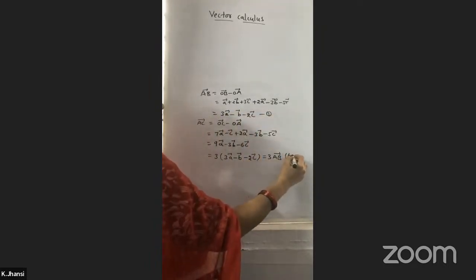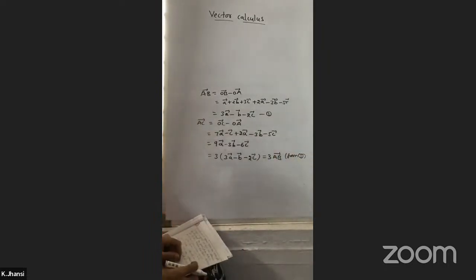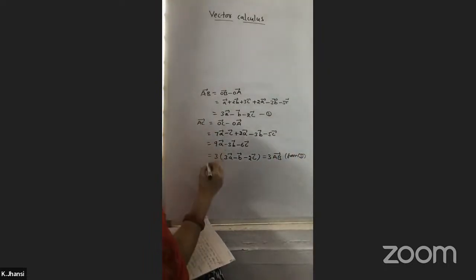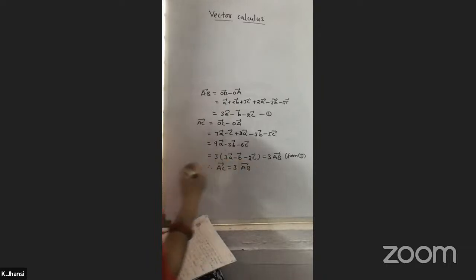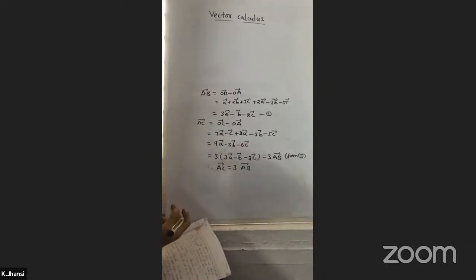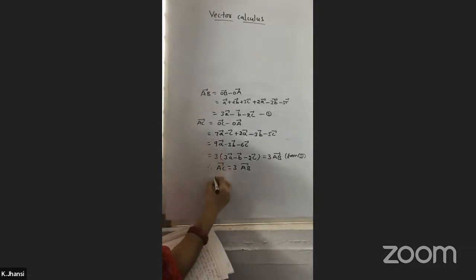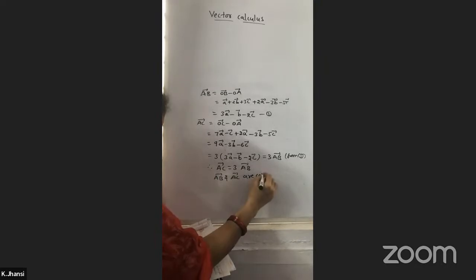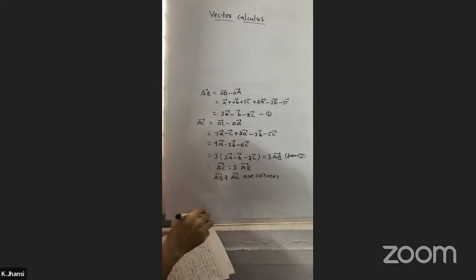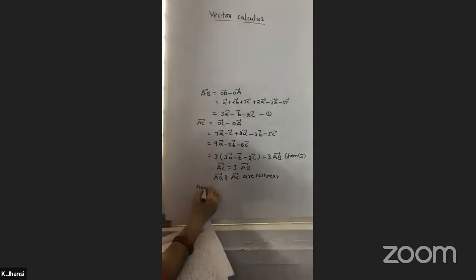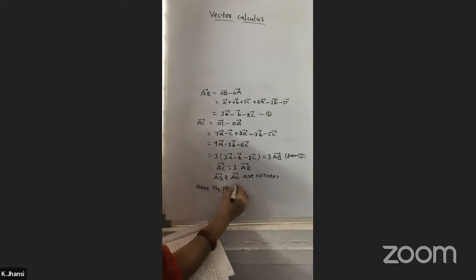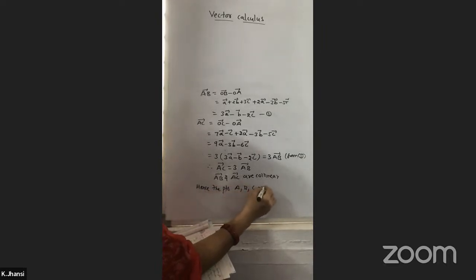You can write here from 1. So from 1, that AB is equals to 7. Therefore, AC is equals to 3 into AB. So it is in the form of collinear, whatever representation is there. So therefore, here AB and AC are collinear. Hence, the points A comma B comma C are collinear.